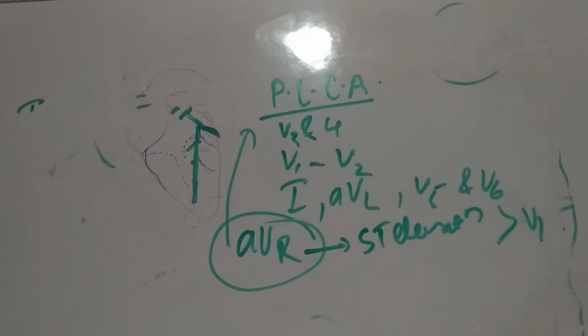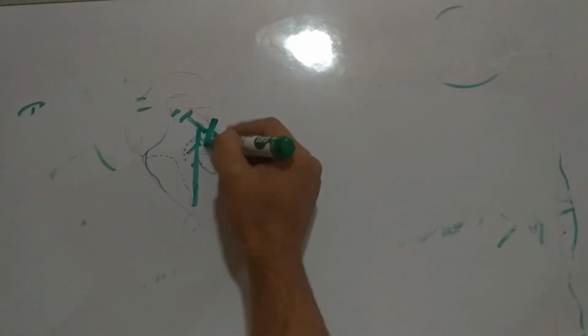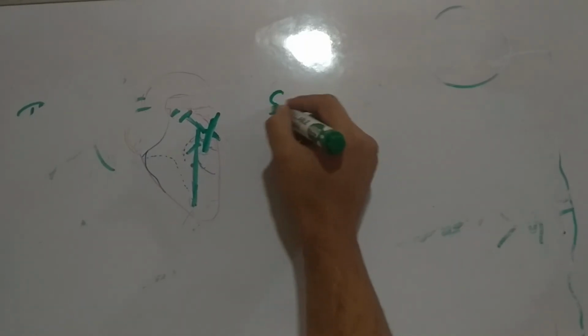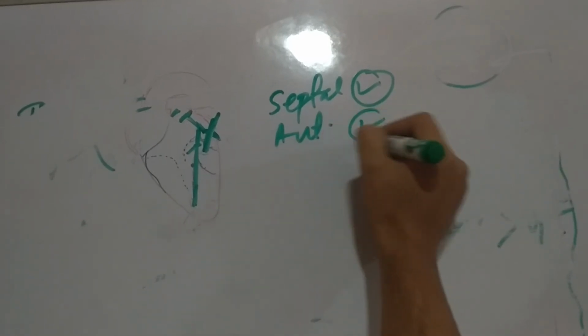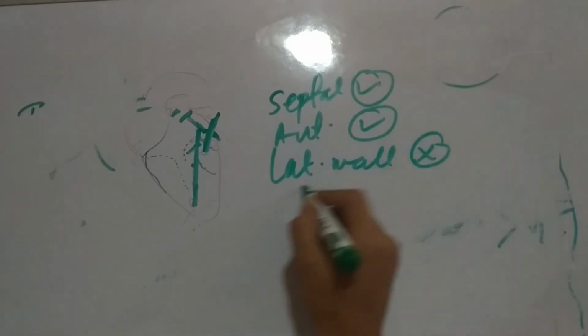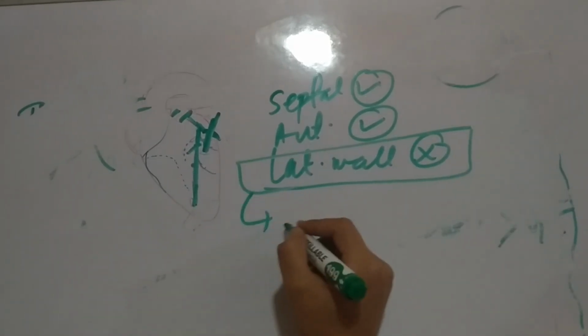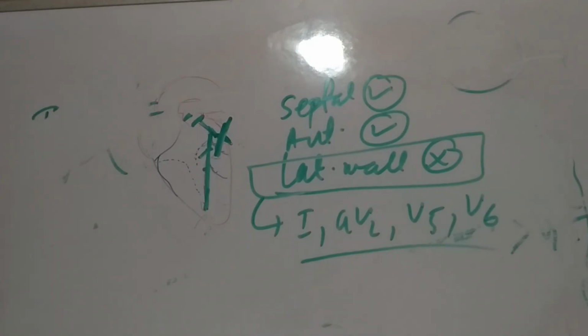Okay, now next example. In the next example, suppose the left circumflex artery is only occluded. So if the left circumflex artery is occluded, then what will happen? The septal part will be spared, it will be okay. The anterior wall will be spared, it will be okay, no changes, but the lateral wall will be involved. So lateral wall pathology is seen in lead 1, aVL, V5 and V6, isn't it? So significant ST segment elevation and T wave upright will be found in the case of 1, aVL, V5 and V6.